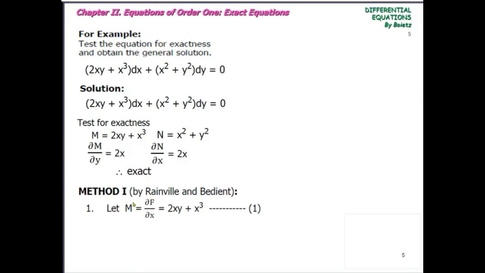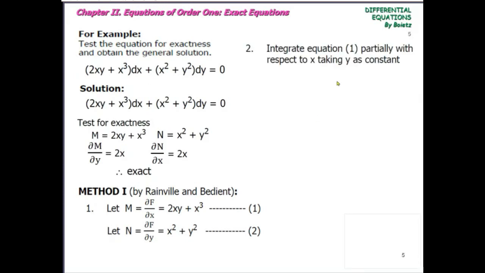So, una muna, let M, yung coefficient ng dx, equals partial derivative of f with respect to x. And call that equation number 1. Then let N naman, ito yung coefficient ng dy, equals partial derivative of f with respect to y equals x squared plus y squared. Then, step 2. So, ito equation 1, ito equation 2. Then, integrate equation 1 partially with respect to x, taking y as constant. So, from equation 1, the partial derivative of f with respect to x is equal to 2xy plus x cubed.